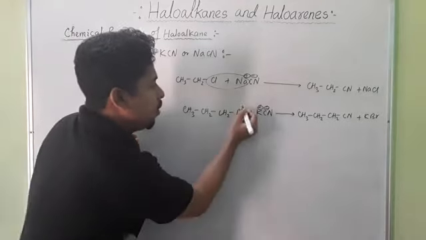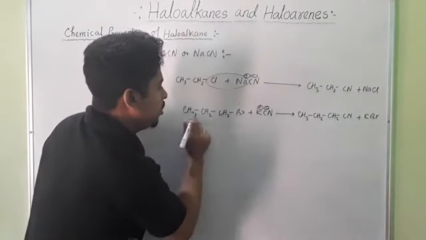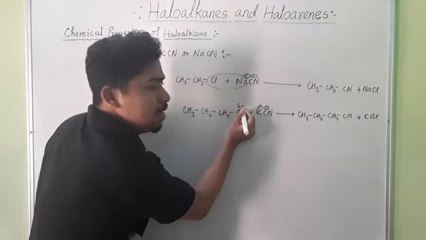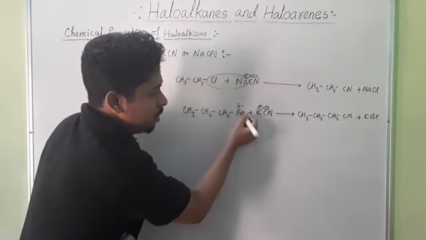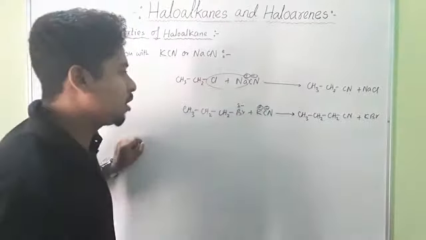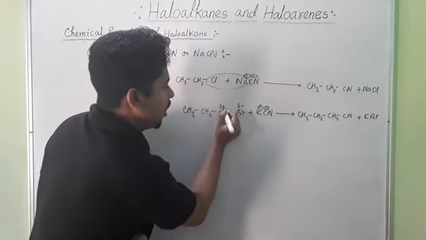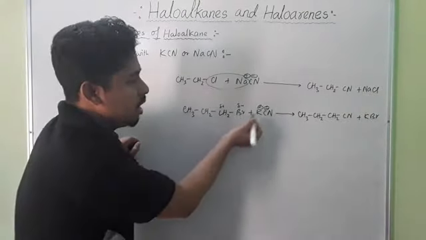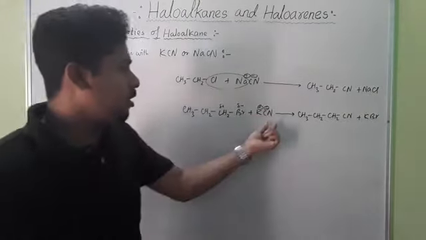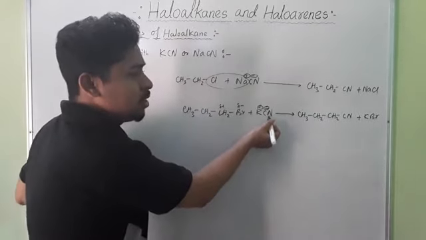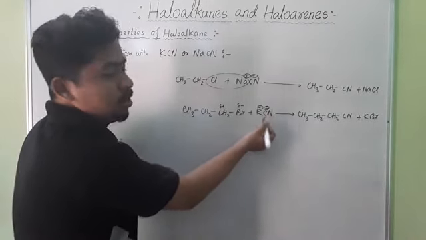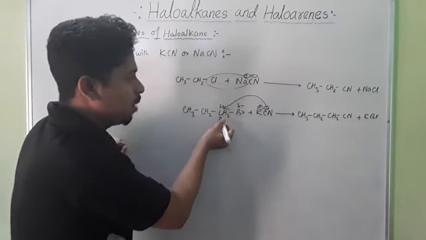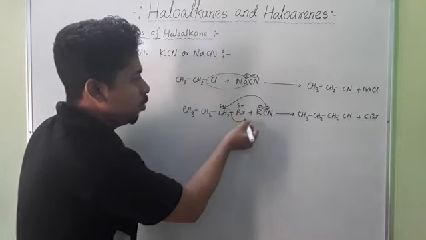Here you see this bond in CH3CH2CH2Br. In this bond, this Br is delta minus, because in this bromine we have maximum charge density. As a result, this carbon will become delta plus, meaning this carbon is electron deficient. And in K plus CN minus, the maximum charge density is over this carbon. So this CN will attack this carbon. As a result, this bromine will be removed.